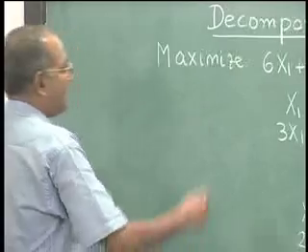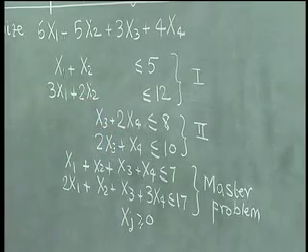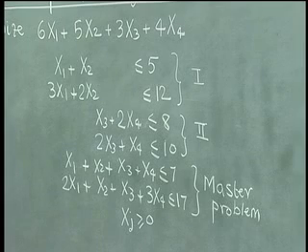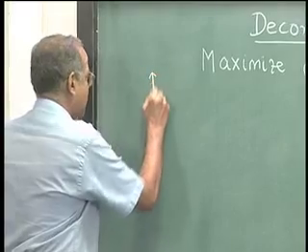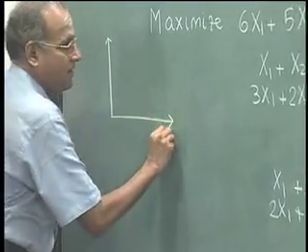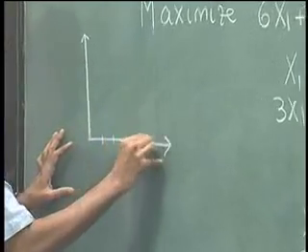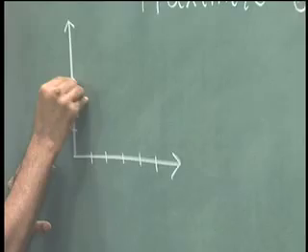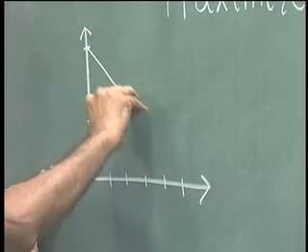So let us first identify the corner points associated with this and the corner points associated with this. Because it is a 2 by 2 problem, we can actually solve it by the graphical method and try to find out the corner points. So the first set of corner points, to do that we have x1 plus x2, so this is x1 plus x2 equal to 5.